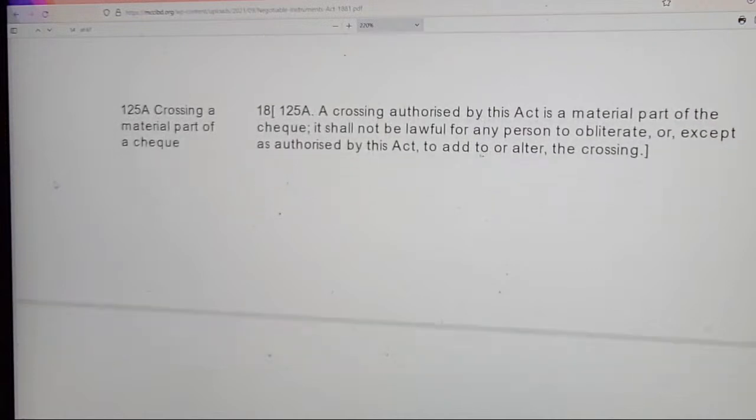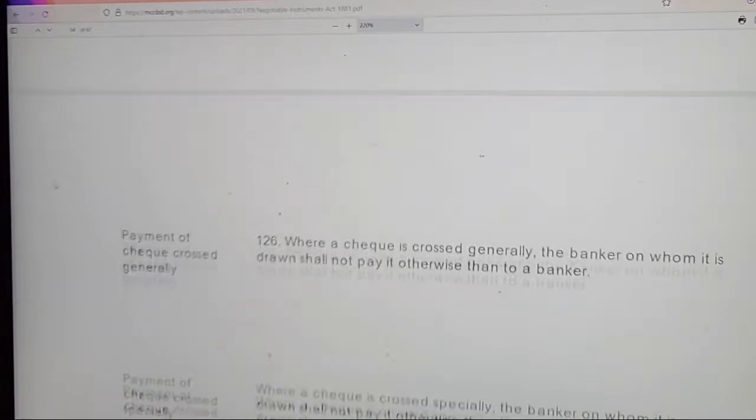125A. Crossing a material part of a check. A crossing authorized by this Act is a material part of the check. It shall not be lawful for any person to obliterate or, except as authorized by this Act, to add to or to alter the crossing.